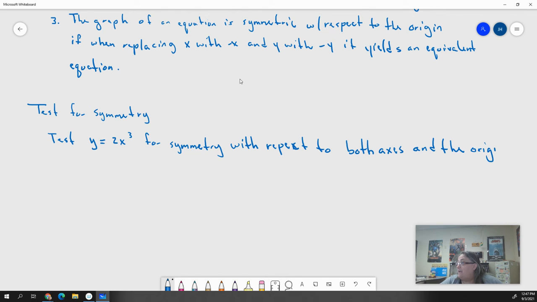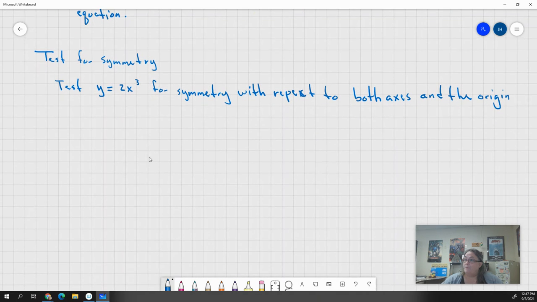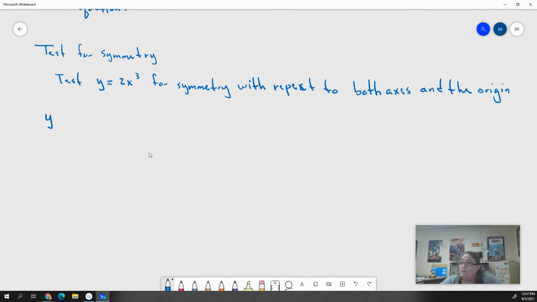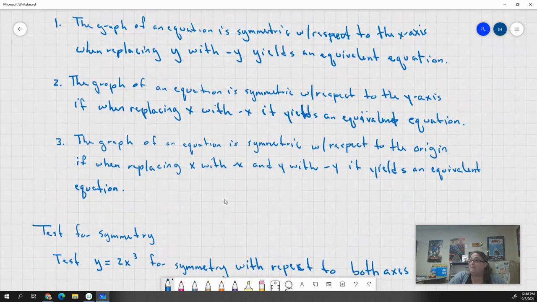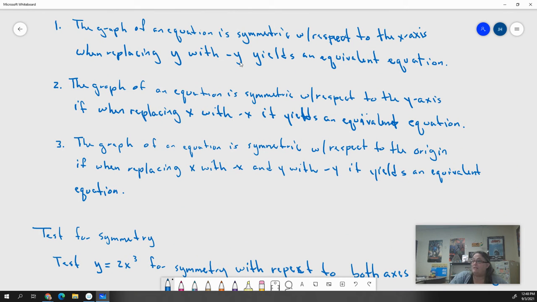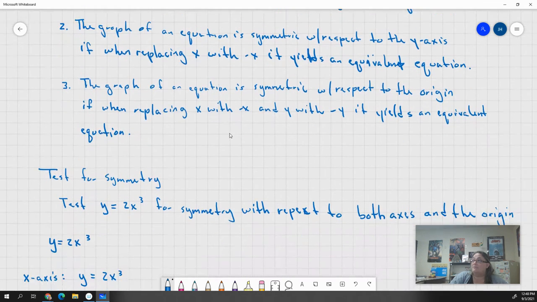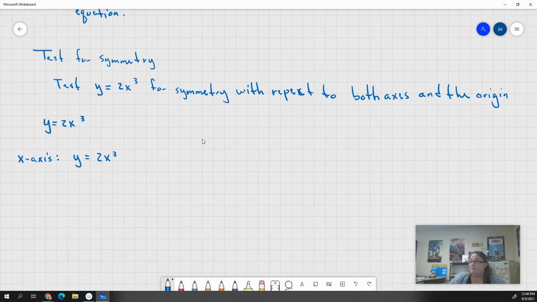And we're going to do one at a time. We're going to go, okay, well, we've got our original equation, right? y equals 2x cubed. To test for the x-axis, we've got y equals 2x cubed. And they're saying, if you look up here, what do we replace just for the x-axis? We're going to replace y with negative y and see if we get an equivalent equation, right?